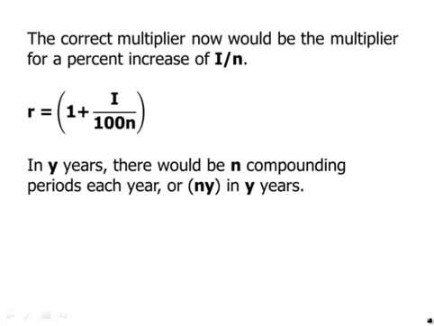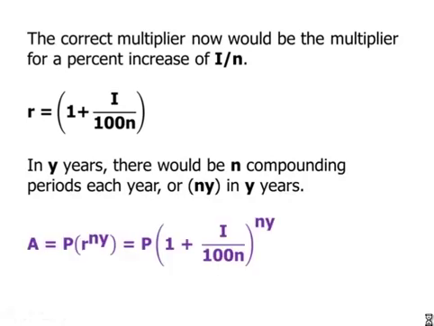In y years, there would be n compounding periods each year, or n times y in y years. And so it means that we're multiplying by that multiplier ny times. So the total formula is this.